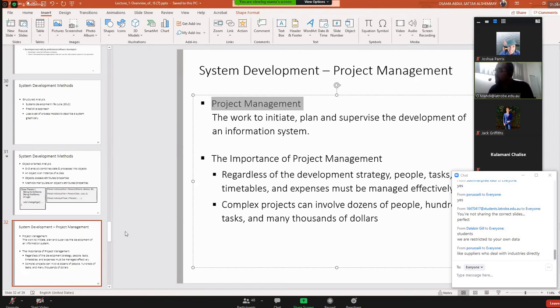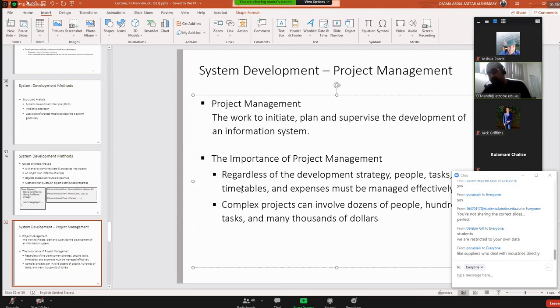The importance of project management, regardless of the development strategy: the people, the tasks that will be involved in any information system, the timetable, the expenses must be managed effectively. So these are the points that you need to consider. The people, the main tasks of an information system, the timetable. What do we mean by timetable?